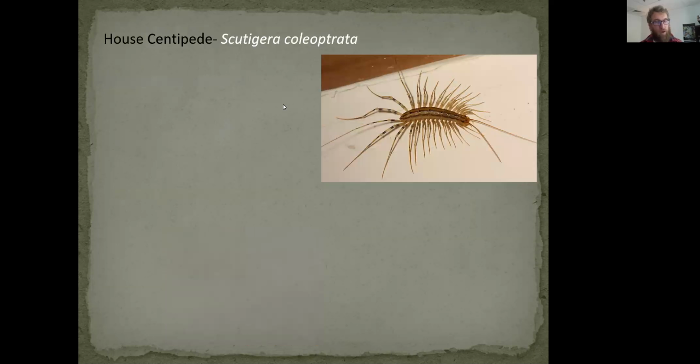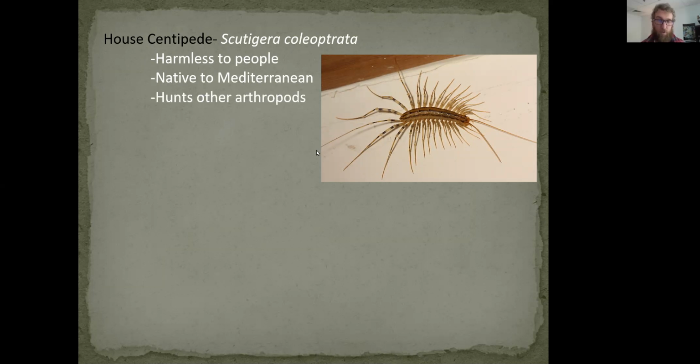Now, a few of the ones that were submitted: house centipede. These are harmless to people. They freak a lot of people out. They're very leggy. I think they're really cool. I'm always excited when I see one because I don't see one that often. Originally native to the Mediterranean, so not from around here, but they do hunt other arthropods. So if you find them in your house, it's because they're eating other insects. So they're harmless to you. If you don't like them, it's the other insects that are bringing them in.